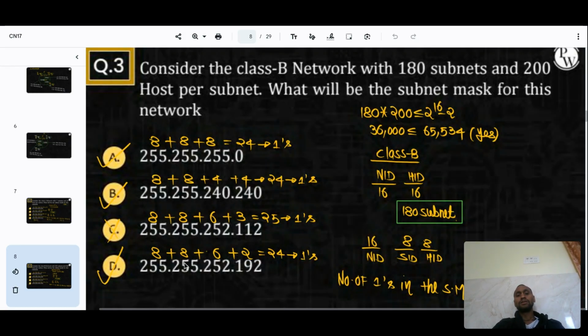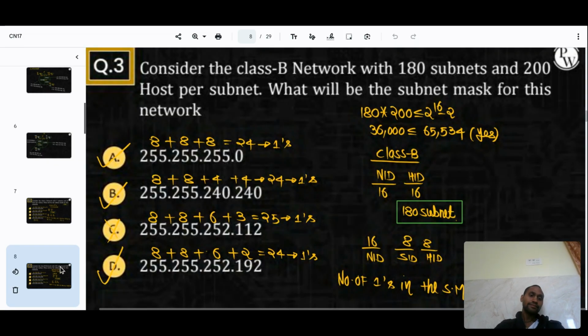So this is 8 plus 8 plus 6, because 255 means 8 ones, 255 minus 252 is 3, and 3 means 2 ones. Then 192, that is 128 plus 64, that is 24 bits, so this option is also correct.